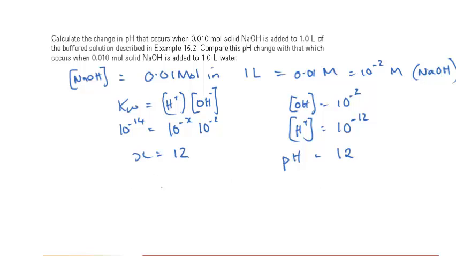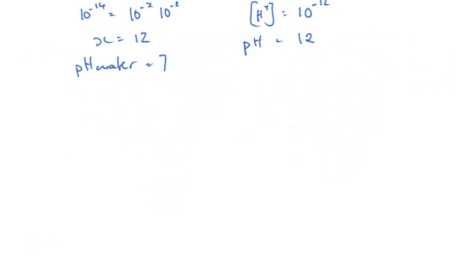Now, pH of water is what? 7. So by adding 0.01 moles of solid sodium hydroxide to 1 litre of water, we have changed the pH from 7 to 12, which is quite a large pH change. Now, let's figure out what would happen if we did this with a buffer instead. So let's work on what happens if you added this sodium hydroxide to 1 litre of the buffer instead of just to 1 litre of water.